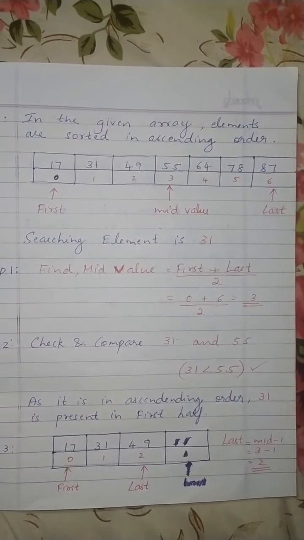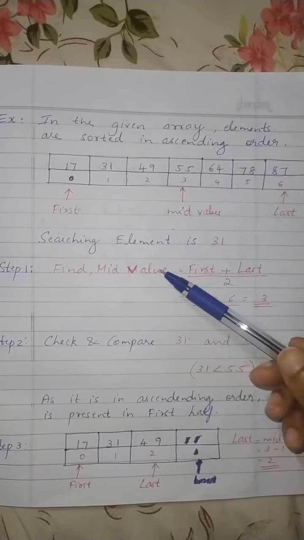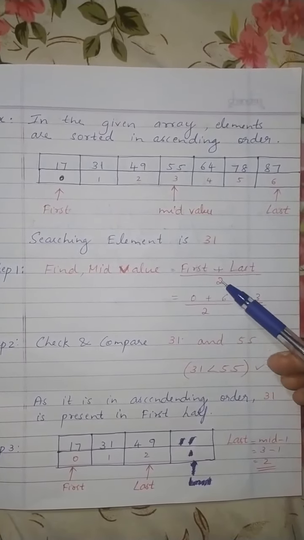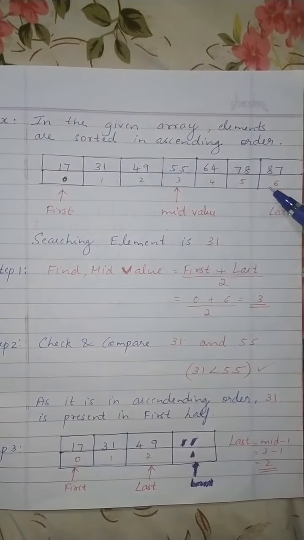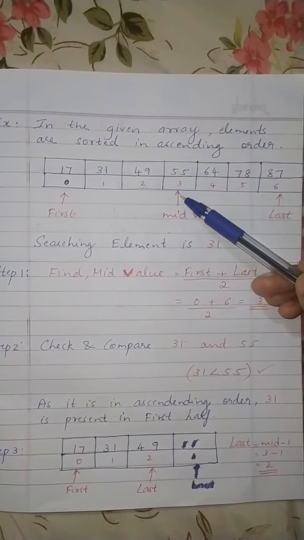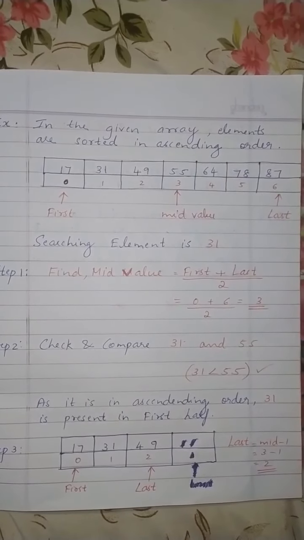This is the question. So step 1, we have to find the mid value: first index plus last index divided by 2. That is 0 plus 6 by 2, you will get 3. So this is your mid value now. You found out your mid value.